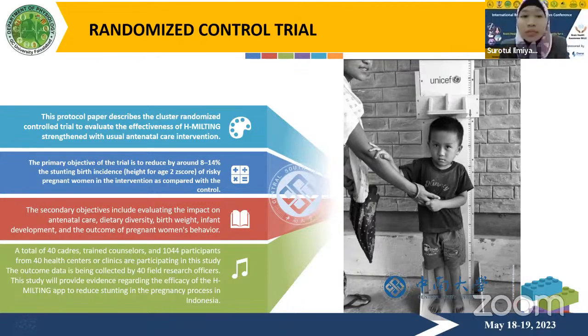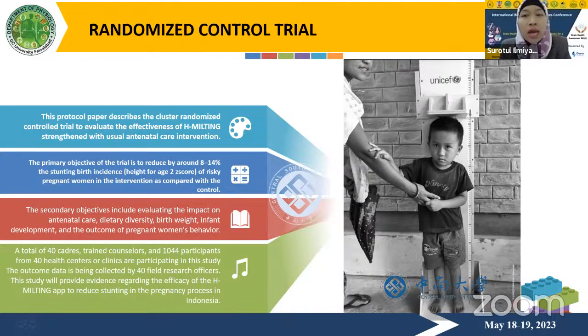H-Milting aims to reduce stunting, around 8 to 14% lower stunting birth incidence among at-risk pregnant women in the intervention group as compared with the control. The secondary objectives include evaluating the impact on antenatal care, dietary diversity, birth weight, infant development, and also the outcome of pregnant women's behavior.